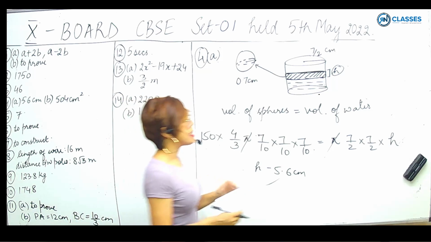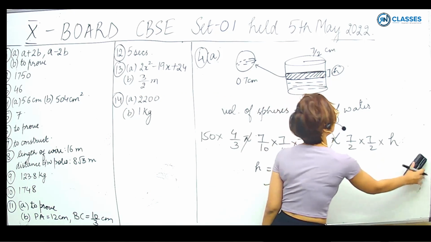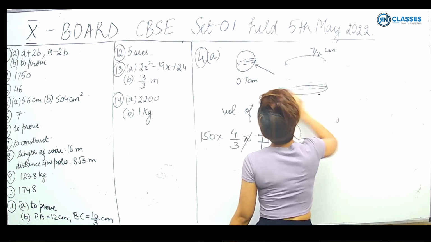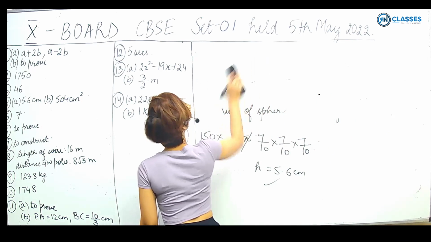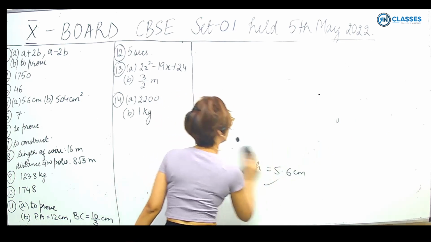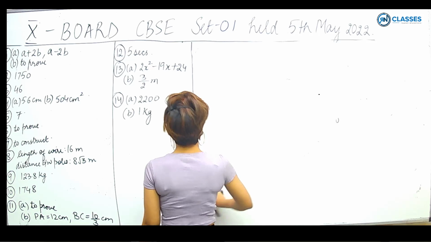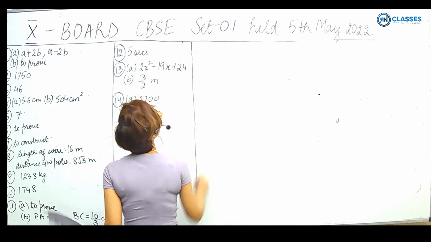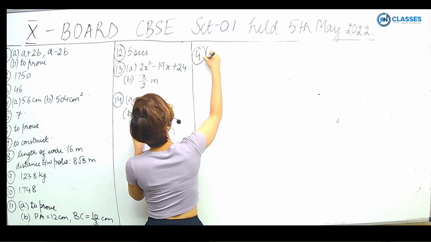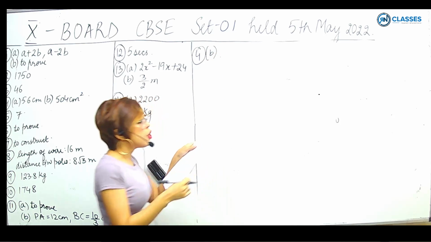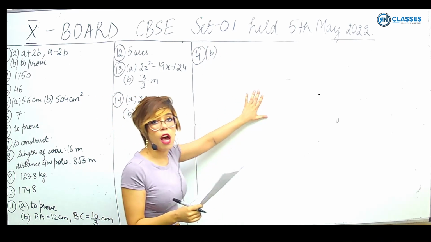Alright. Let's discuss the second one and then we'll talk about the decision making. Right, so I am at 4B now. He says 3 cubes of side 6 centimeter are joined.